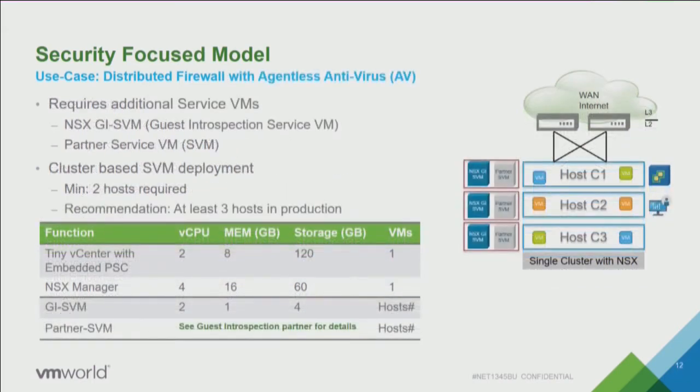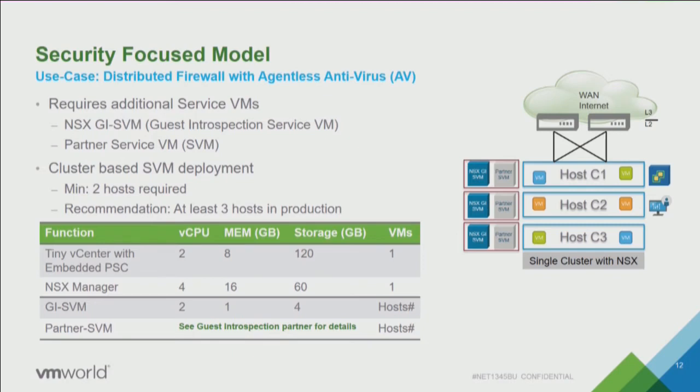And then we have the security-focused deployment model with agentless antivirus use case. So now agentless antivirus is being provided through our collaboration with our security partners like Trend Micro, Symantec, McAfee, Fortinet. These are the partners, or the list is long. I'm just giving you a few names here. So this feature or use case is provided through these partners.